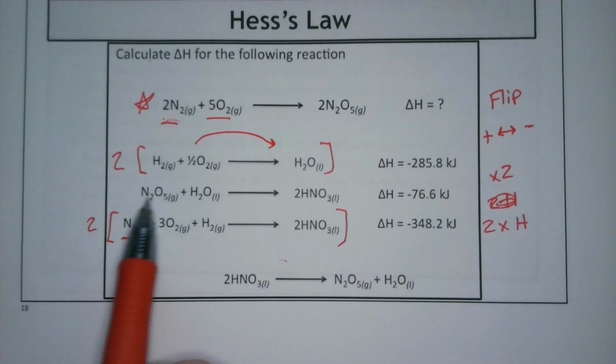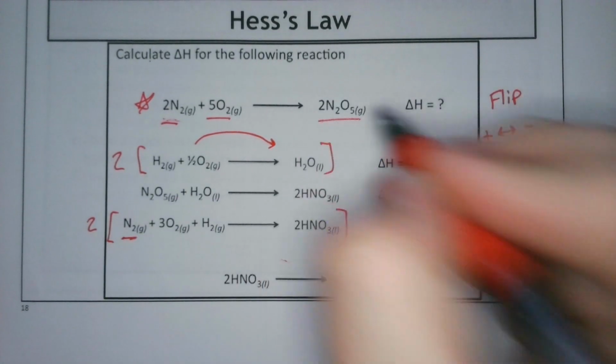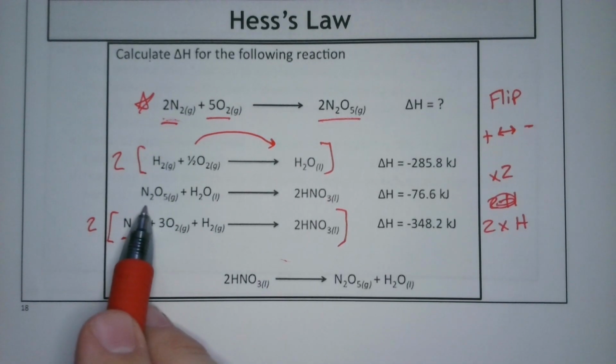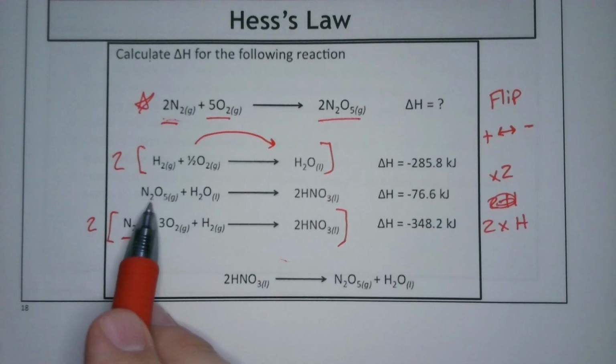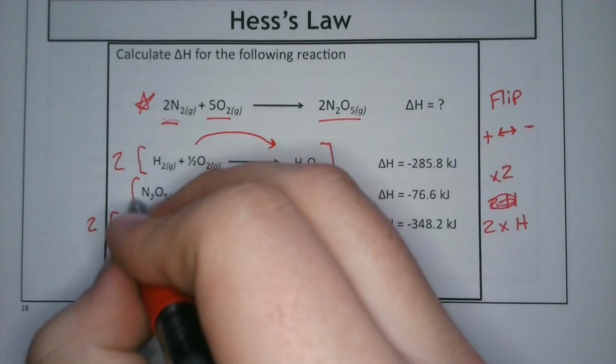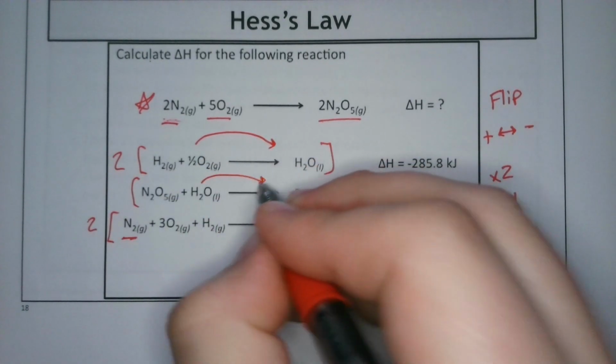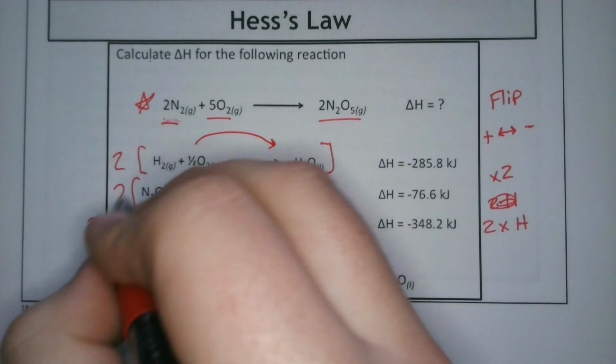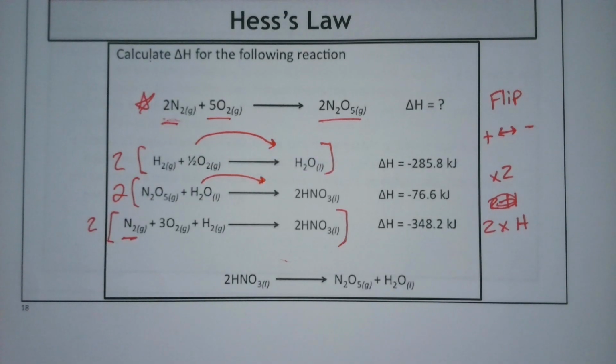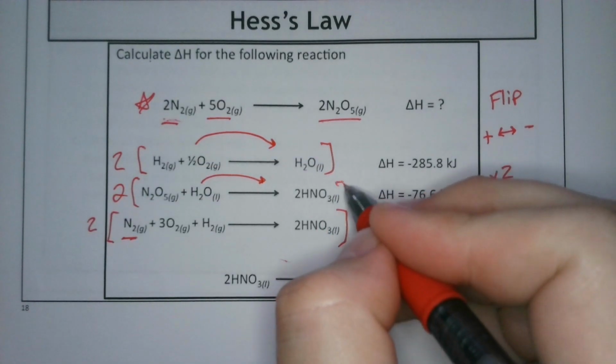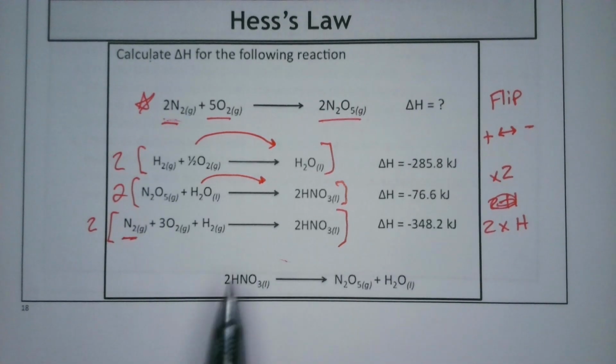Okay, and then my last thing is 2 N2O5s. I have an N2O5 over here, but again, it's on the wrong side. So I'm going to flip this reaction as well. And to get 2 of them, I have to times it by 2. All right, there's some other terms in here, but hopefully they all cancel out. Spoiler, they always cancel out.